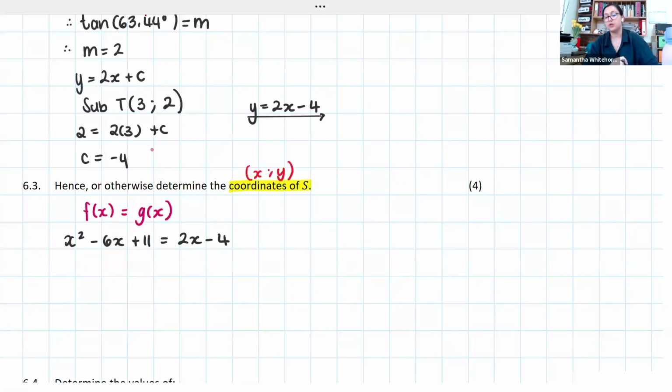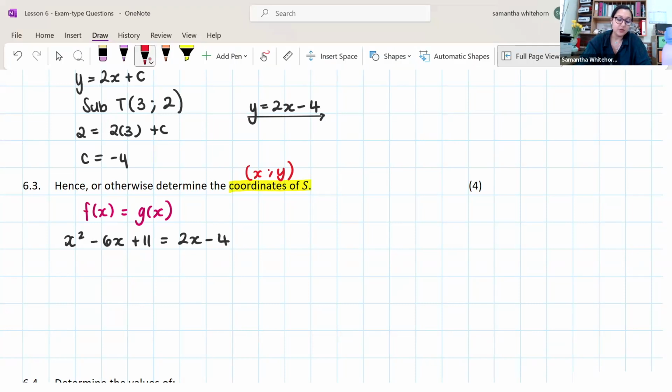Sometimes they will ask you to determine the x coordinates of S, and then you don't have to do the extra step of subbing that x value back and finding the y. In this case, they do want both. So read your questions carefully, because if they only ask for x, then you stop at x and you don't need to carry on.